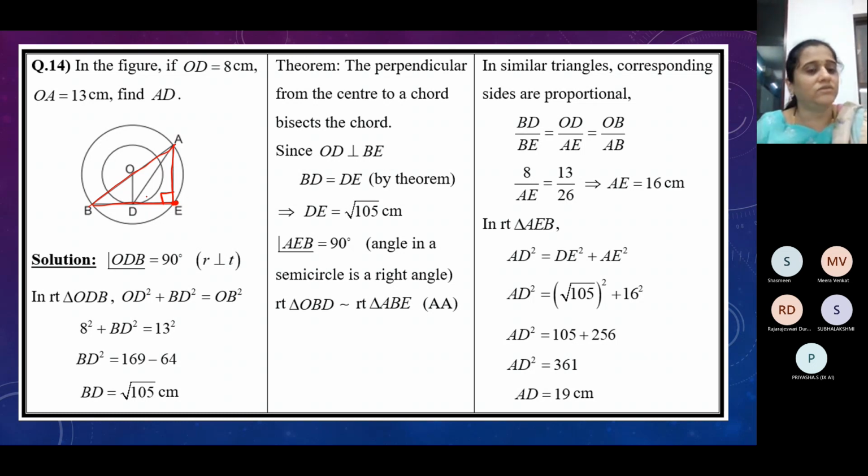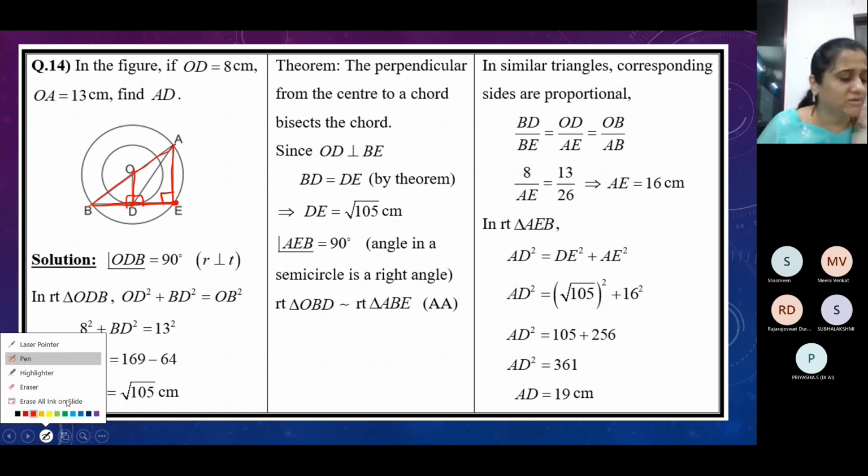And then the other thing: BE is a tangent to the inner circle at D. DO is the radius. So it's 90 degrees here, since radius and tangent are perpendicular to each other. So like this we have two right triangles.